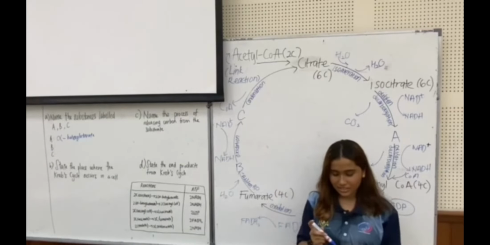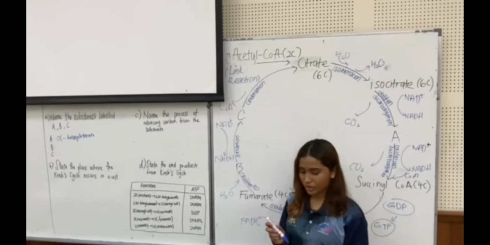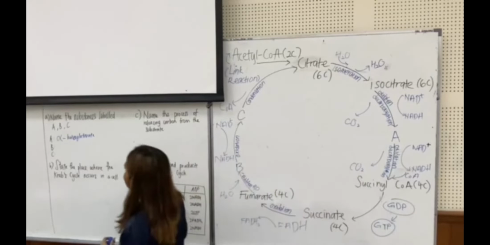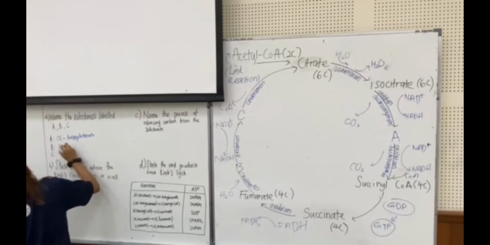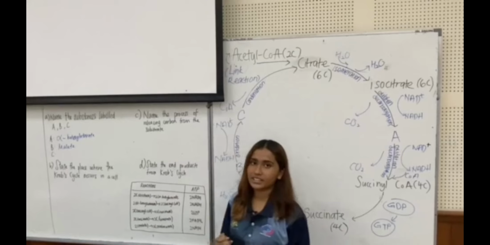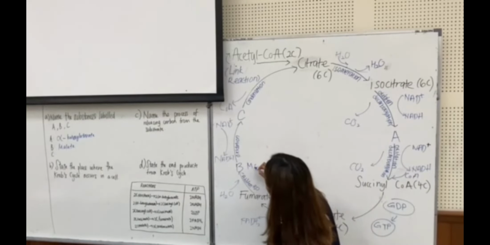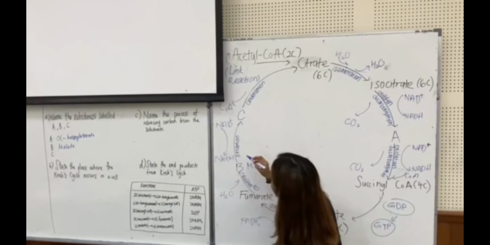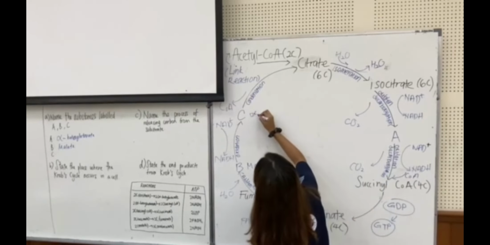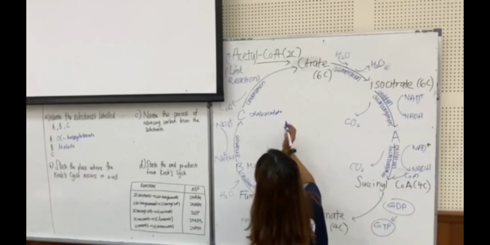Next is B, that is the seventh step in the Krebs cycle, where water is used to convert fumarate into malate. So B would be malate. And C refers to the eighth step in the Krebs cycle, where malate is oxidized into oxaloacetate.